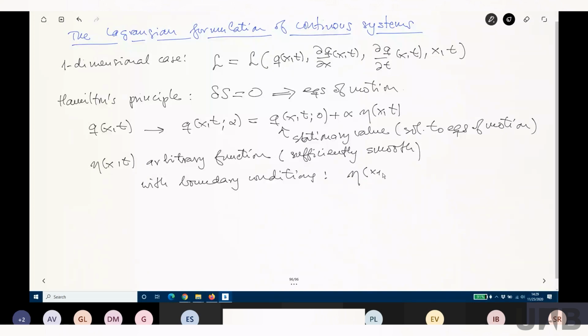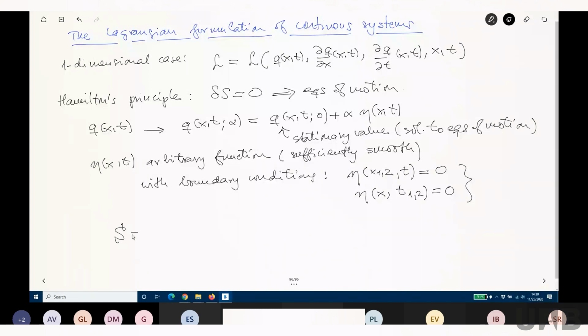eta of x1 and x2 for all t, I don't know why I put a colon here, so this should be a comma, for all t is going to vanish, and then eta for all t1 and t2 is also going to vanish. So this variation, this arbitrary function eta, is such that it vanishes at both ends, both in space and in time.